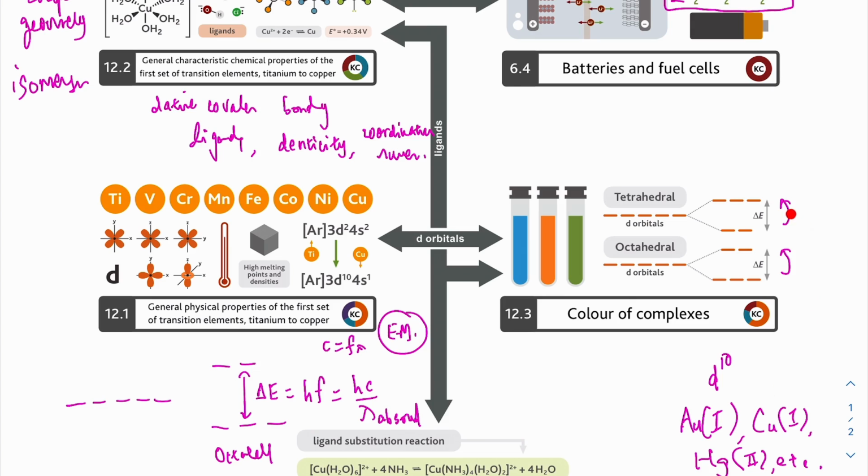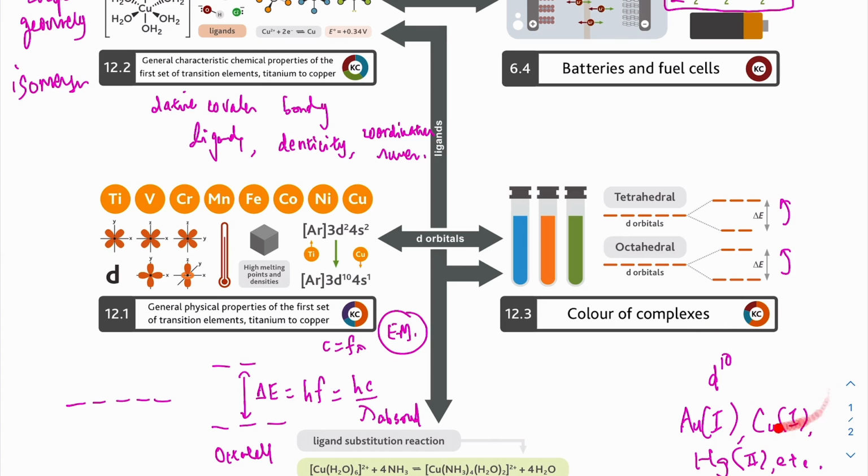And then work out the d10 configuration. Everything is filled. So even if you can absorb visible light in this energy gap, there's nowhere for you to go because it's completely filled. Therefore you can't do any absorption of visible light. Even though you supply it with visible light, you're not absorbing anything because you can't get promoted into something that is completely filled already.